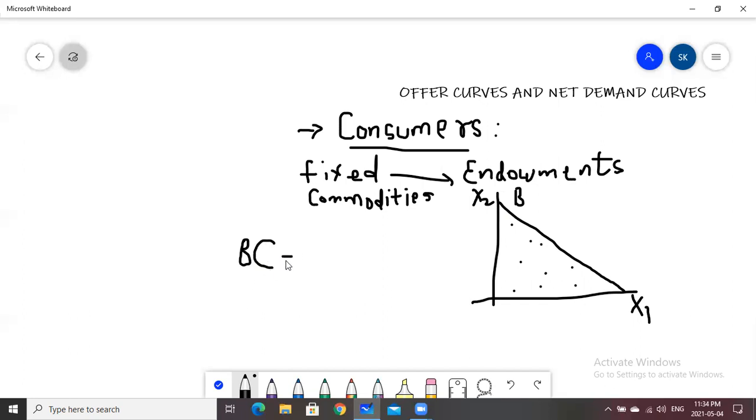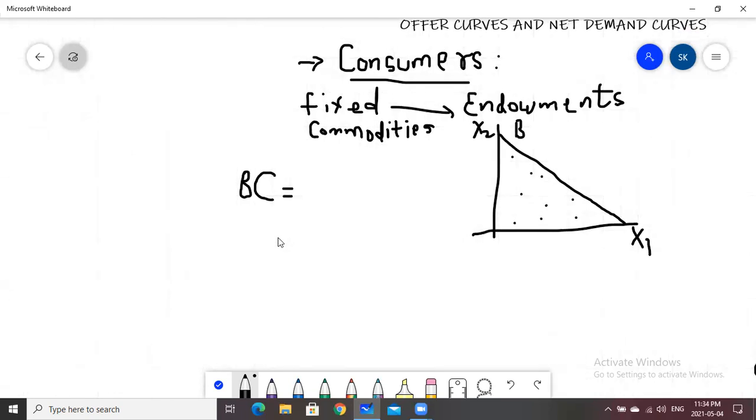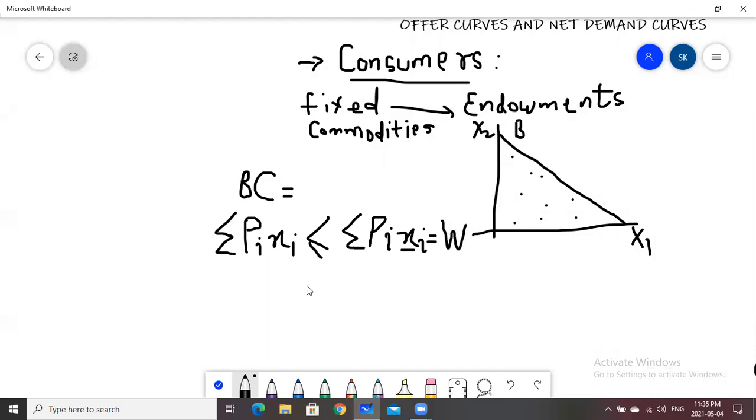the budget constraint is, let me write it a little below this one, summation pi xi, the price of the i-th good and the consumption of the i-th good. Now this should be less than or equal to summation pi xi bar. Here pi is the price of the i-th good, and xi is the quantity of the i-th good. This whole should be equal to capital W. We all know that the value of i is 1, 2, 3, 4, till any countable number. We are not concerned with infinite goods or commodities over here.